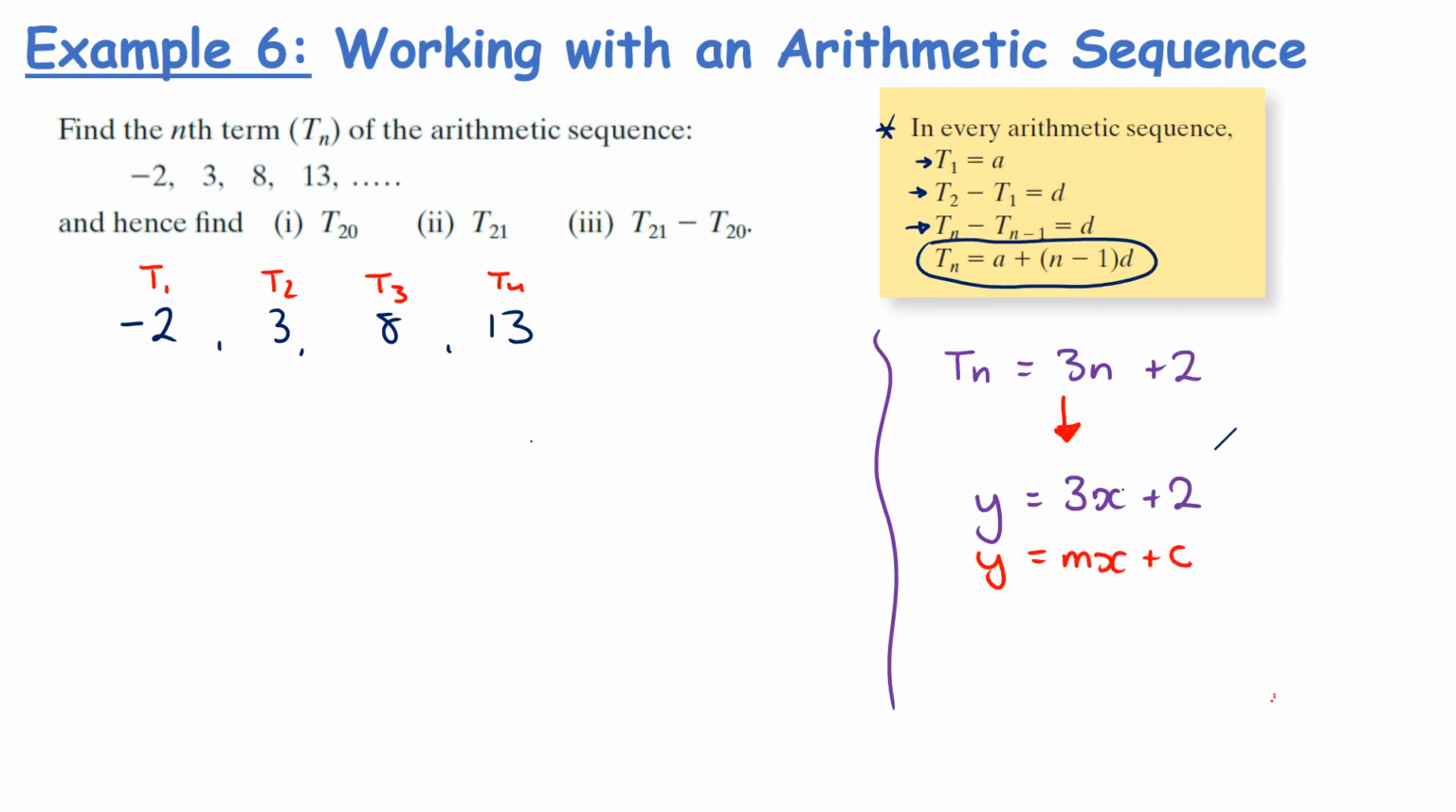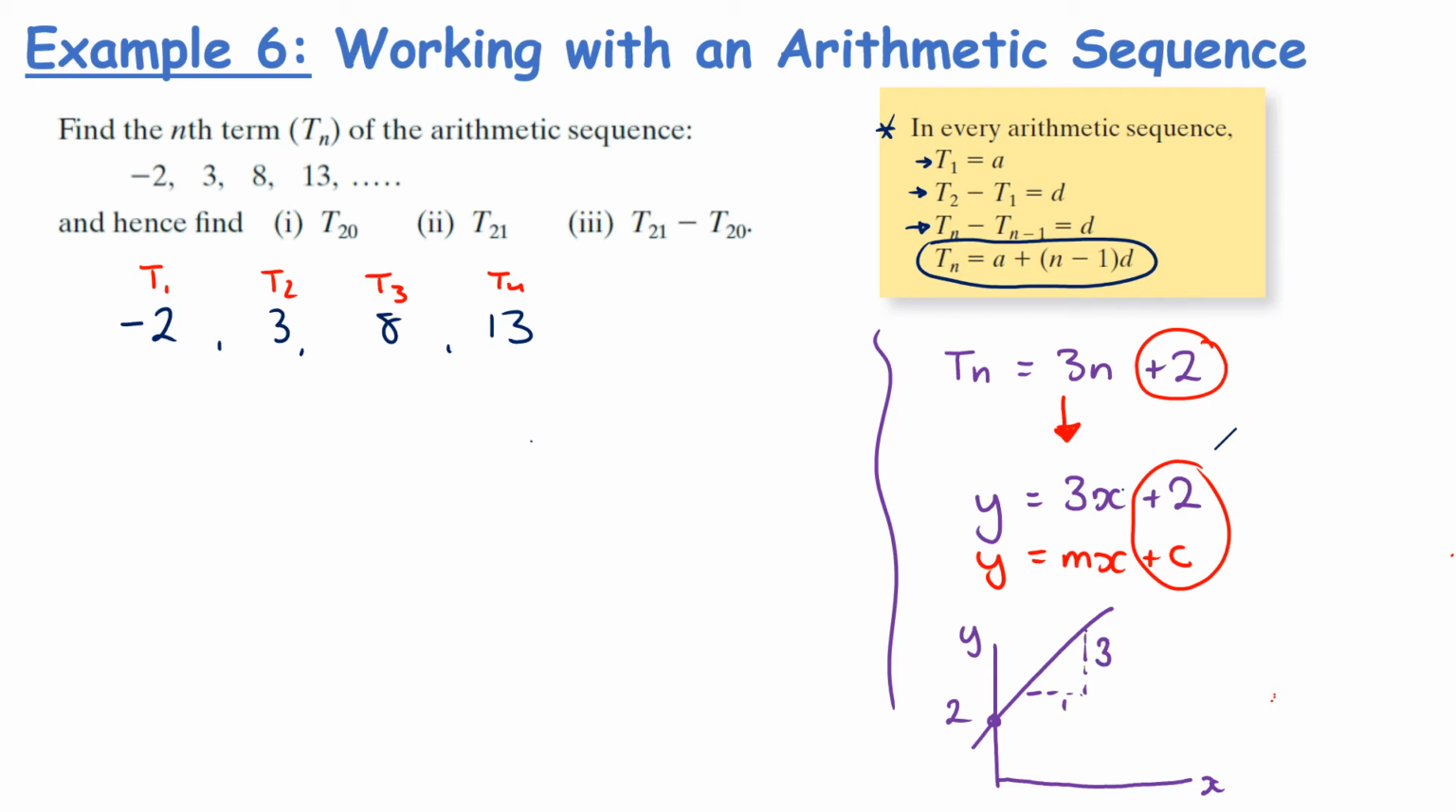And that formula is coming from y equals mx plus c. So the idea of that common difference is linked to the slope, and this constant piece is linked to the idea of the y-intercept. So if I was to draw that out, we have our x-axis, our y-axis, and we end up with something like this. It cuts the axis at 2. If I do rise over run, I get something like 3 over 1. And that's what I would get if I plotted the first term, the second term, third term, and so on.